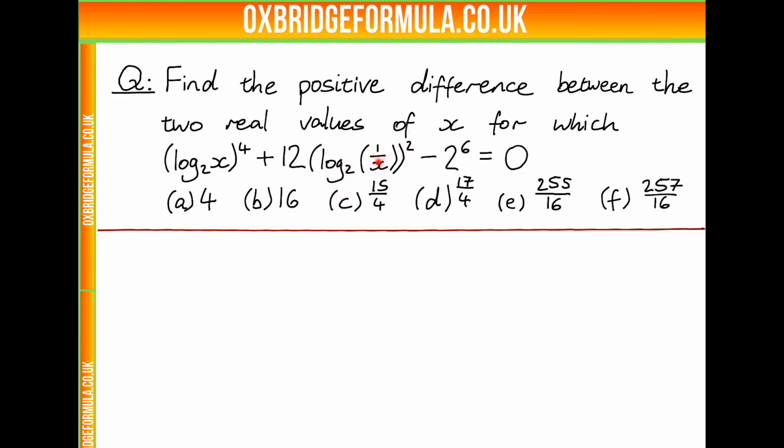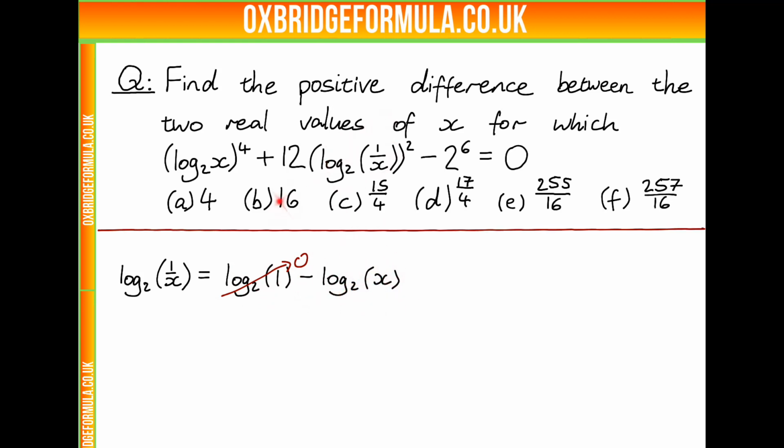Let's start by noticing that we can use log laws in order to rewrite the expression log to the base 2 of 1 over x, because when we have the log to some base of a fraction, we can rewrite that as log of the numerator minus log of the denominator. So log to the base 2 of 1 over x is log to the base 2 of 1 minus log to the base 2 of x. And log to the base anything of 1 is equal to 0. So log to the base 2 of 1 is 0. So this just equals minus log to the base 2 of x.